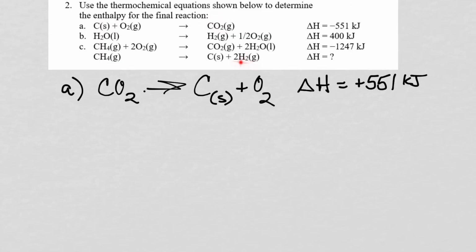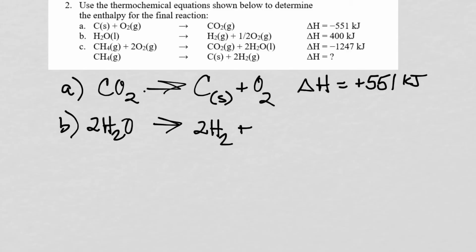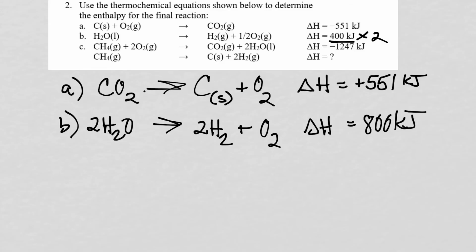I'm going to do the same thing with the hydrogen. I need 2 moles of hydrogen. Well, the only place that hydrogen exists in these 3 problems is right here, and I have only 1 mole of it. I need 2. So I'm going to take reaction B and multiply the whole thing by 2, which means I've got 2 H2O turning into 2 hydrogen gas. And instead of a half mole of oxygen, I have 1 mole of oxygen. So I multiply the energy by 2, which means now I have 800 kilojoules.